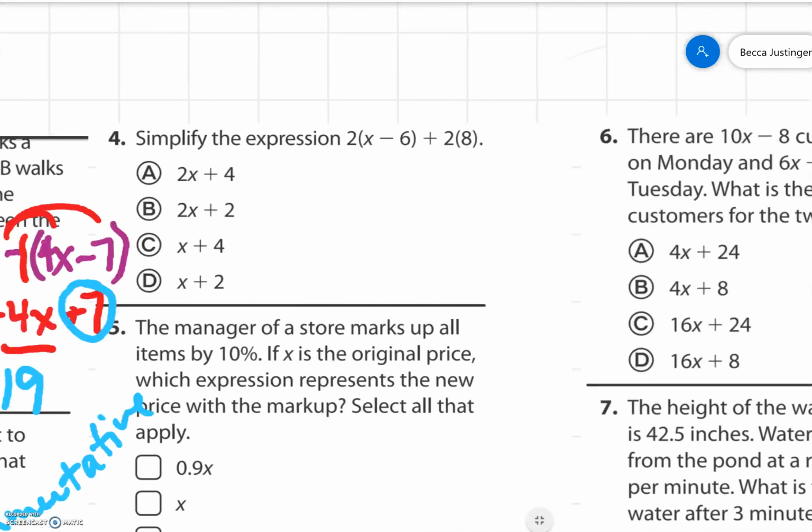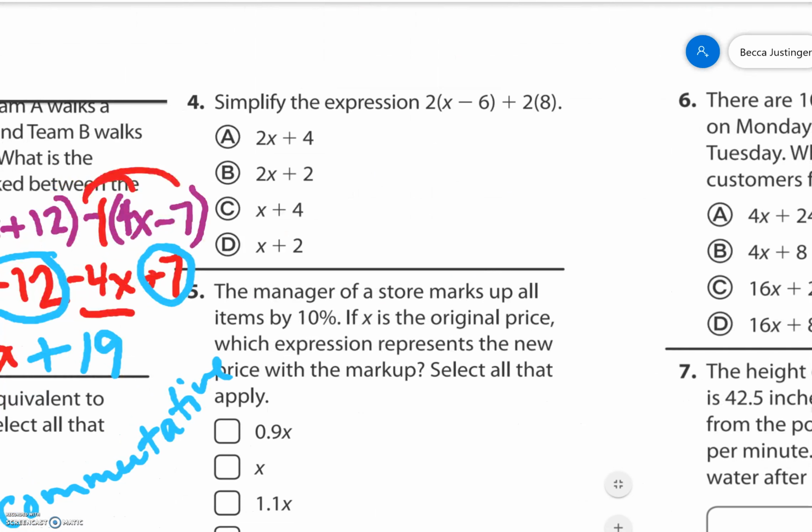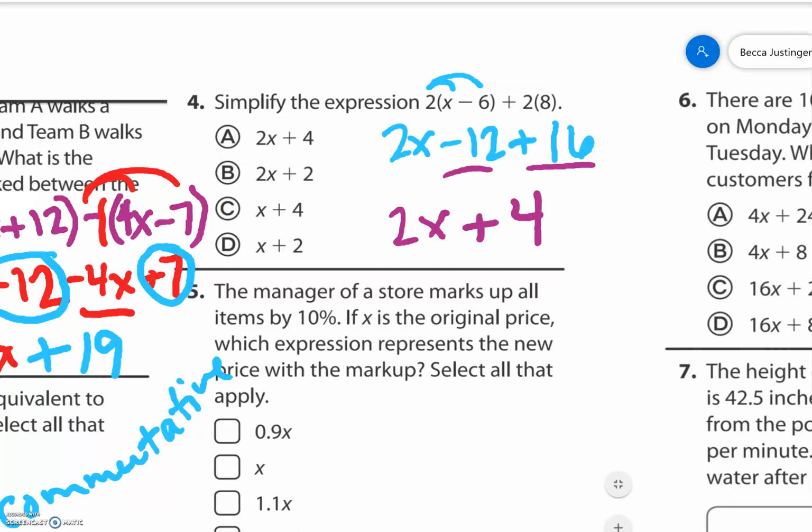All right, number 4. Simplify the expression. The first thing I want to do is distribute, multiply. So that's 2x minus 12 plus, and I can do 2 times 8, which is 16. Combine like terms. So the 2x stays 2x. -12 plus 16 is +4. It's A.